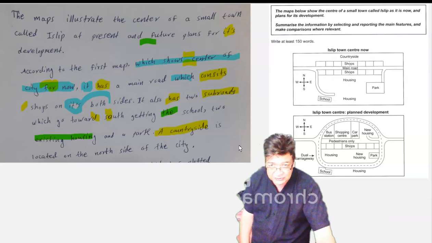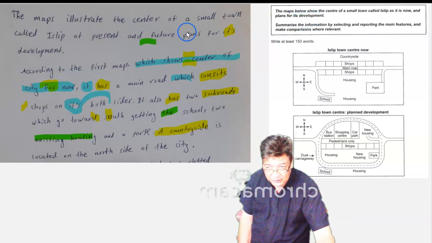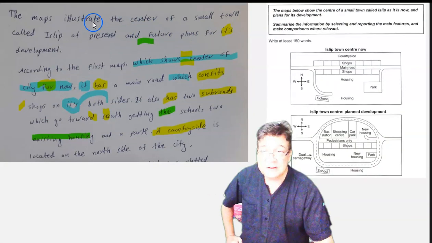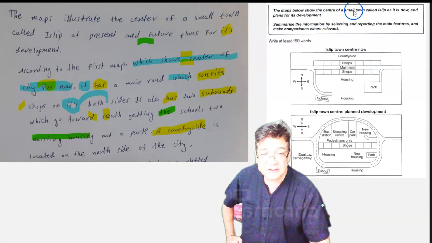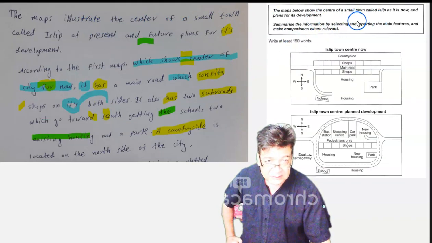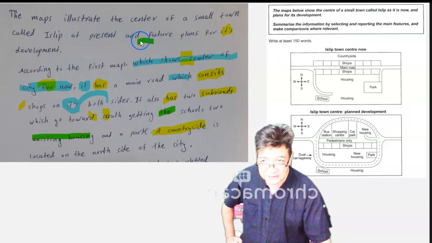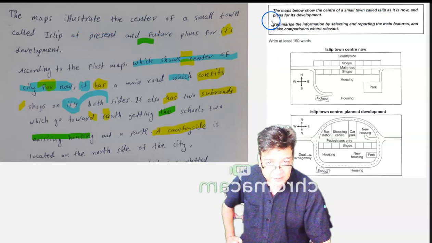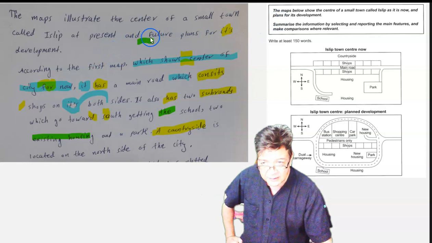The maps illustrate. The maps show. Good. The center of a small town. He's using the same words as in the instructions. That's a big no-no. Don't do that. Call Islip as is at present and in the future. The future always needs the. And future plans, or the future plans for its development.